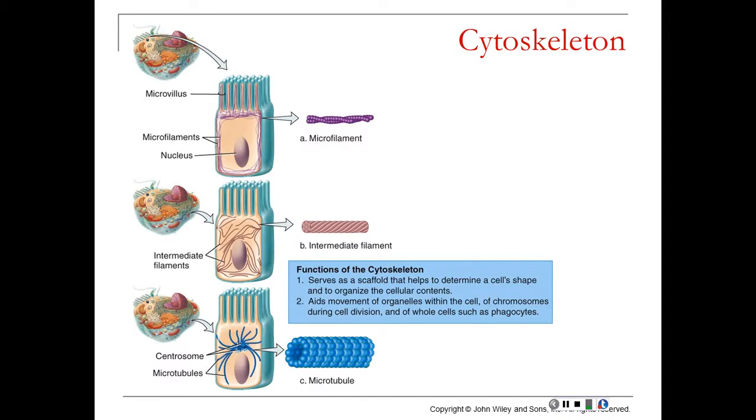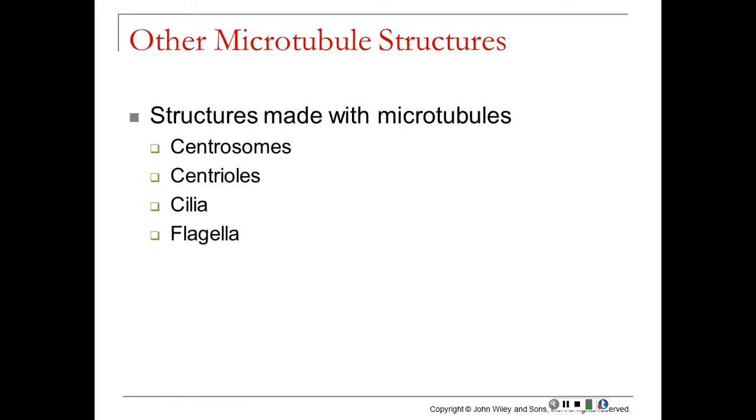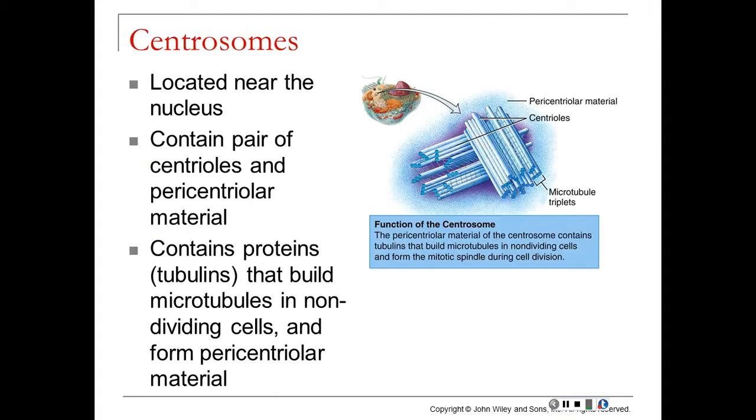Here you can see a breakdown of these various components of the cytoskeleton, the microfilaments making up the microvilli in this case. Here you see the intermediate filaments holding organelles in place, giving the cell our three-dimensional shape. And then the microtubules as that hollow tube. These form the centrosome. They help with moving structures inside the cell. Other structures that are involved with microtubules include centrosomes, as I've mentioned, centrioles, cilia, as well as flagella.